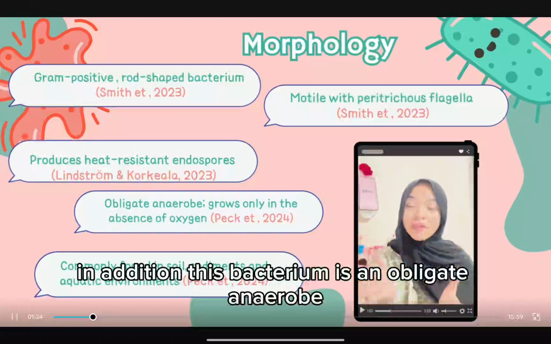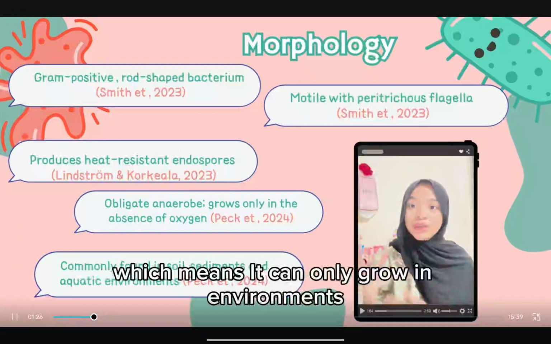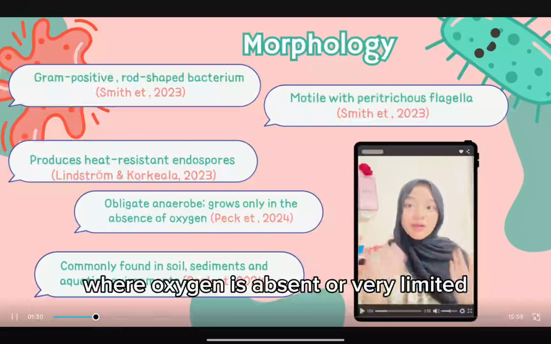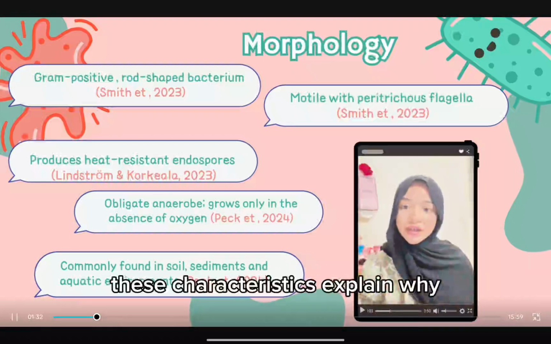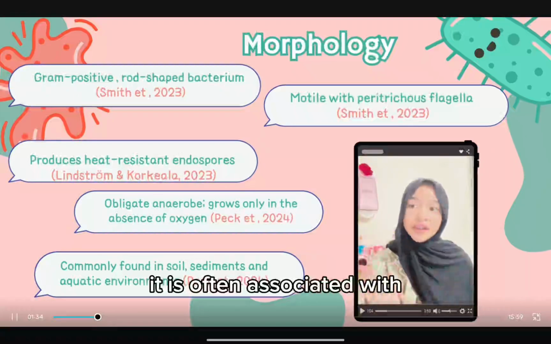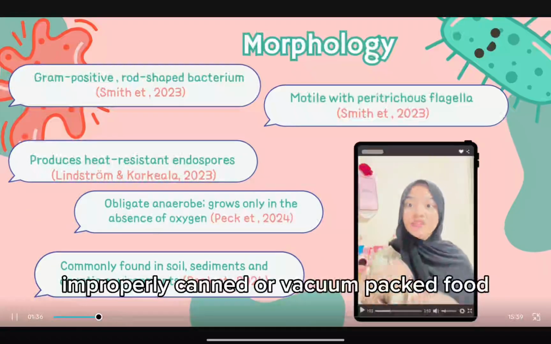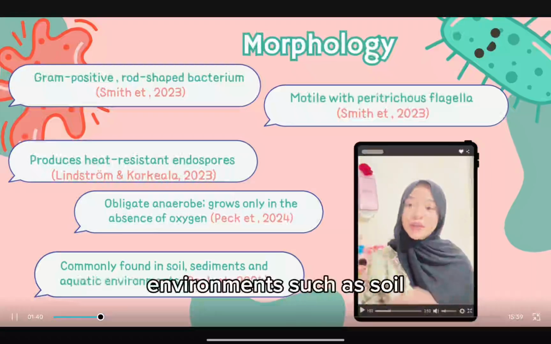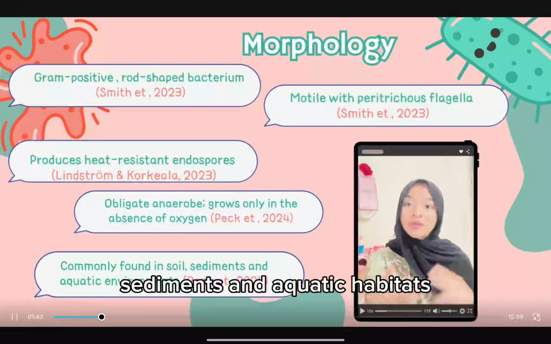In addition, this bacterium is an obligate anaerobe, which means it can only grow in environments where oxygen is absent or very limited. These characteristics explain why it is often associated with improperly canned or vacuum-packed food. It is also commonly found in natural environments such as soil, sediments, and aquatic habitats.